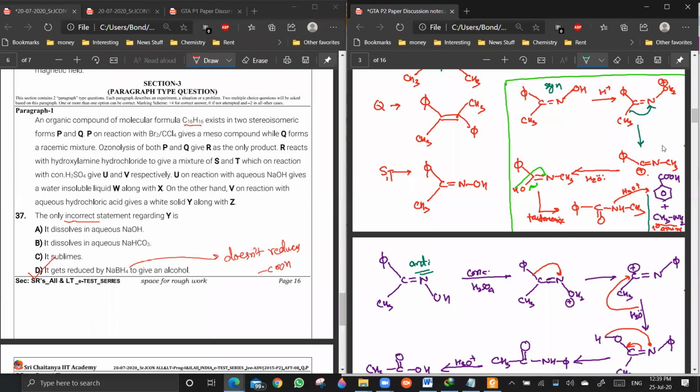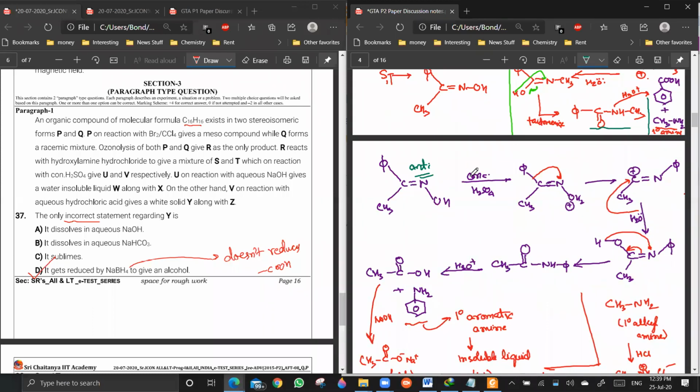So if this migrates, you will be getting PhC double bond, and CH3 is migrating here. H2O attacks, you'll get PhC(OH) double bond N CH3. Tautomerization will give you this. And on hydrolysis, you get benzoic acid and CH3NH2. Are you getting my point?